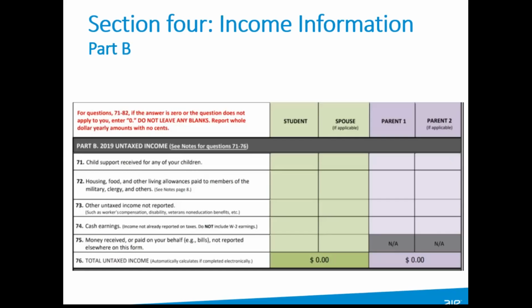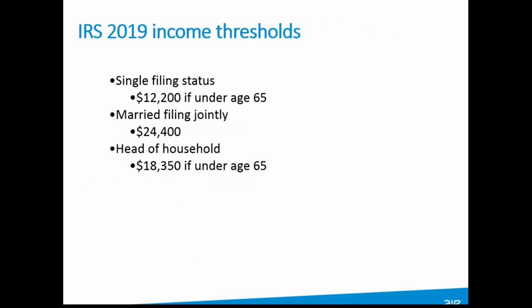If you were paid in cash, or if taxes weren't filed, then you would put that information here under question 74. Again, if you paid taxes on this, don't put it here. This is cash earnings that taxes were not paid on. And I just listed the income threshold. If you met the income threshold, then you must file taxes. I listed that for the benefit of the parents and the students.